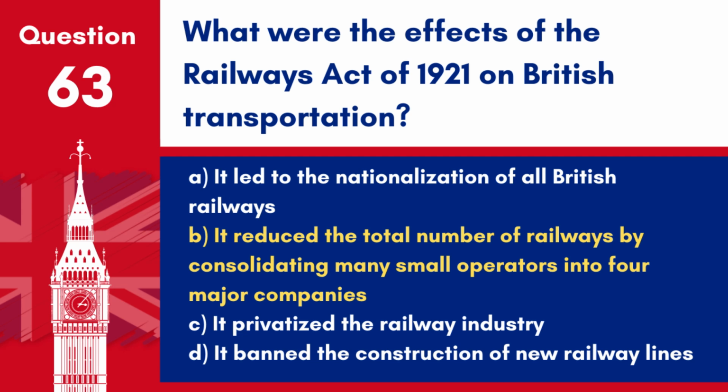The Railways Act of 1921 significantly changed the landscape of British rail transportation by consolidating numerous small railway operators into 4 major regional companies, known as the Big Four, which helped to standardise and stabilise rail services.